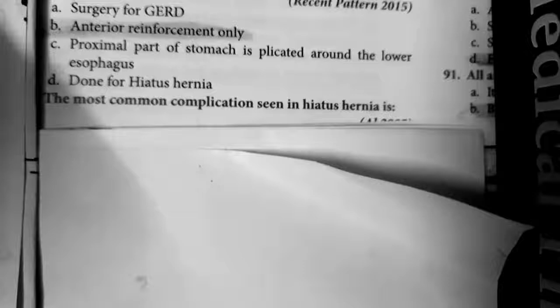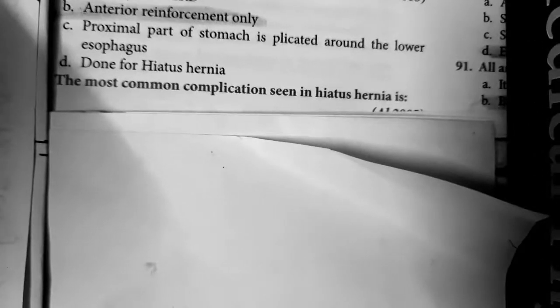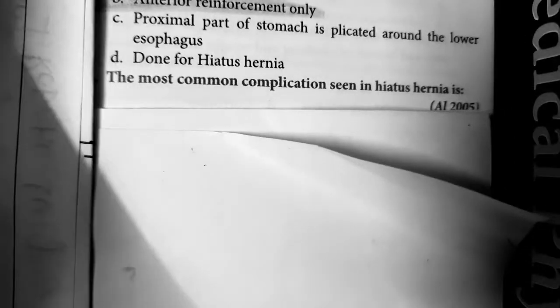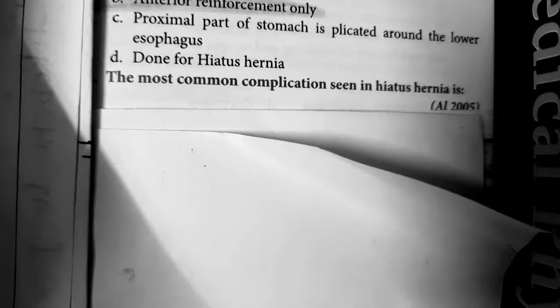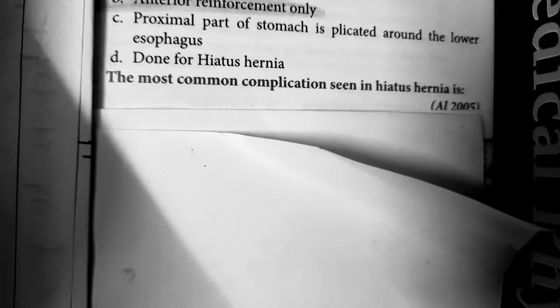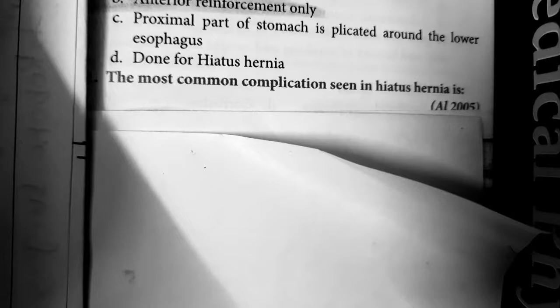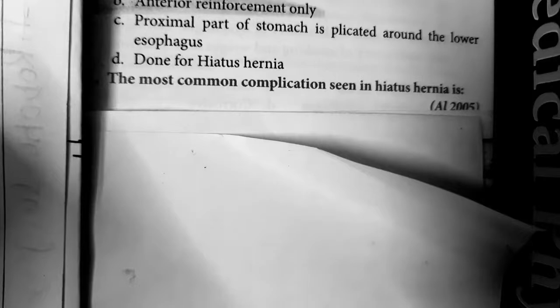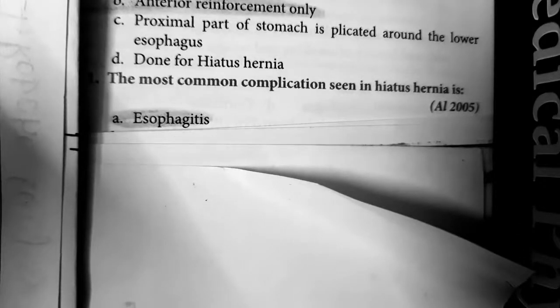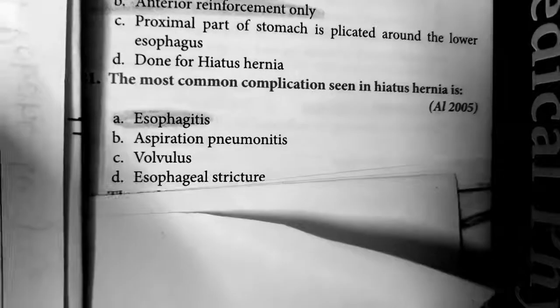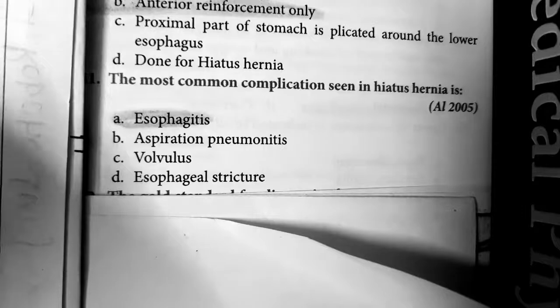Then question number 3. The most common complication of hiatus hernia is. Esophagitis is the most common complication of GERD and hiatus hernia. Reflux esophagitis is the most common complication. So in these options, obviously, esophagitis is the most common complication of hiatus hernia.